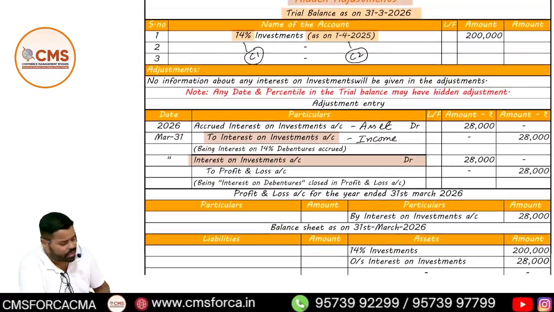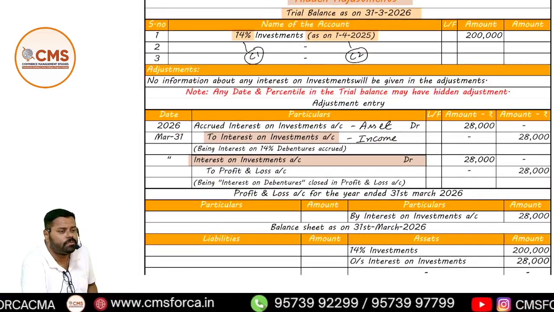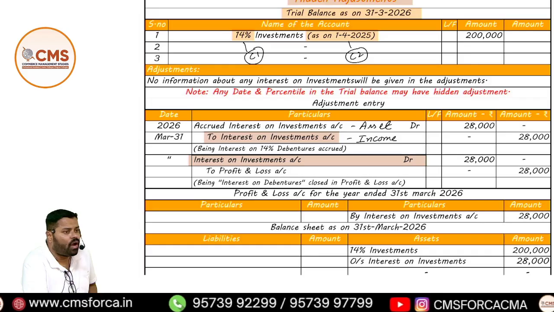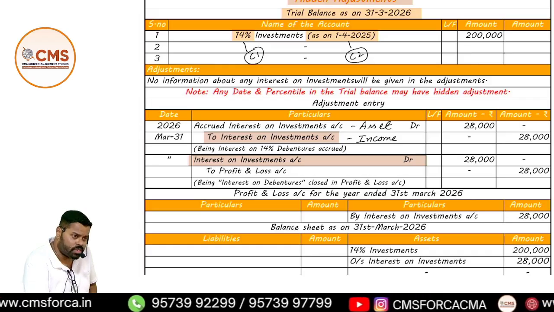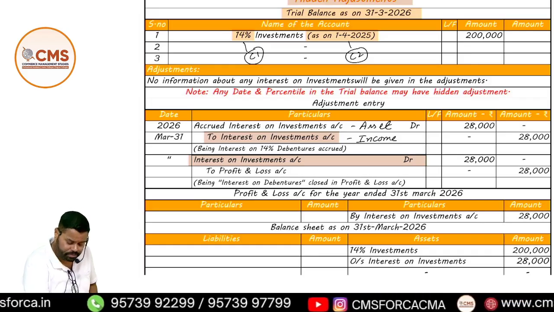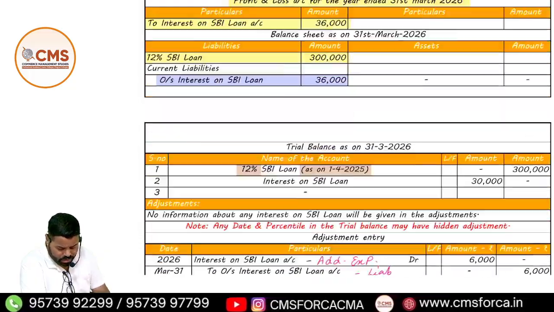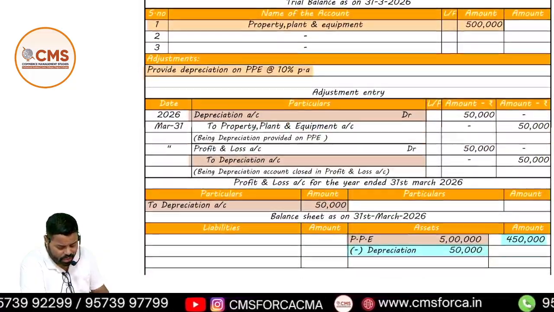After that, we have seen hidden adjustments. So how to identify a hidden adjustment? In your trial balance, before the account or after the account, they'll be giving you a percentage and a date. Okay. Now this is also done. Next, we have seen a similar kind of thing.